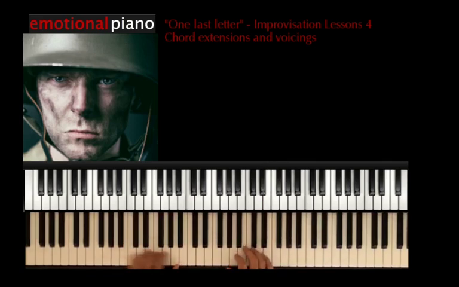Let's go to G. G with spread voicing. G, D and B, and we add the number 9. And A minor. This is spread voicing A, E and C, and we add the 9.